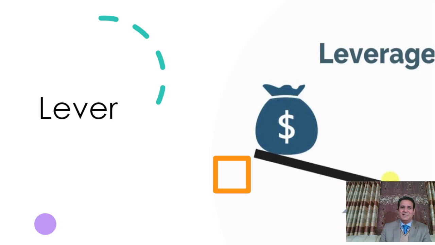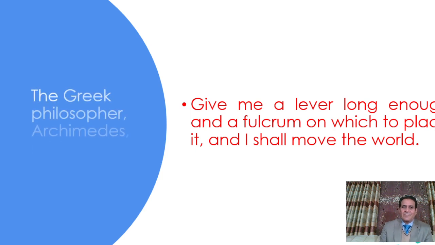Today we are starting this analysis with the first ratio, which is called the leverage ratio. The word lever is very important and it is connected with borrowed money, as a lever works on the borrowed force of others. The Greek philosopher Archimedes said, "Give me a lever long enough and a fulcrum on which to place it, and I shall move the world."